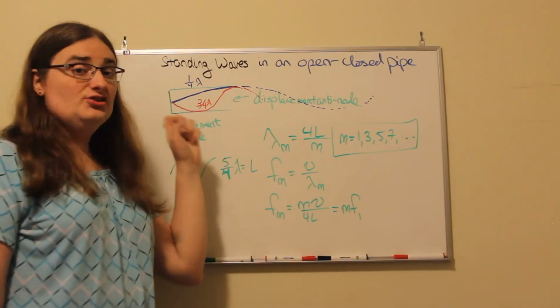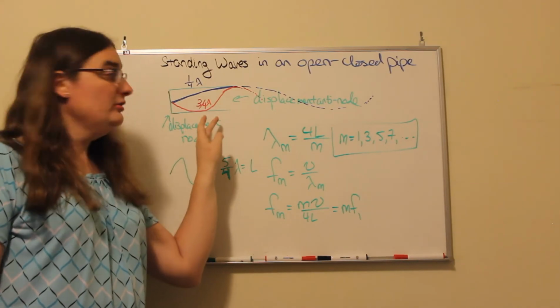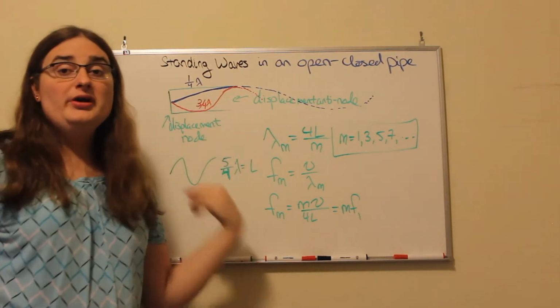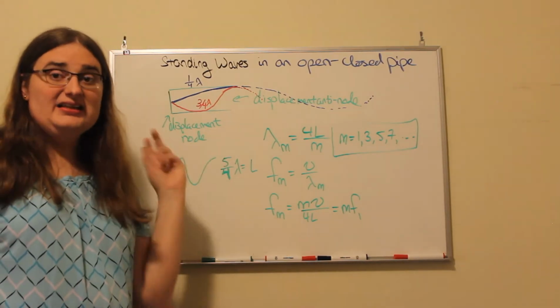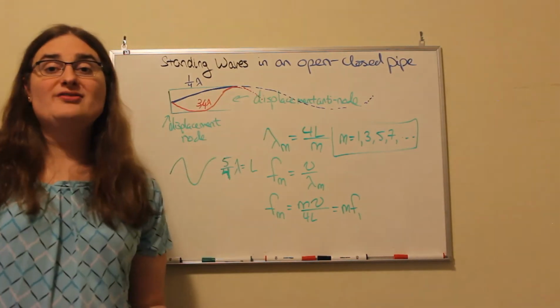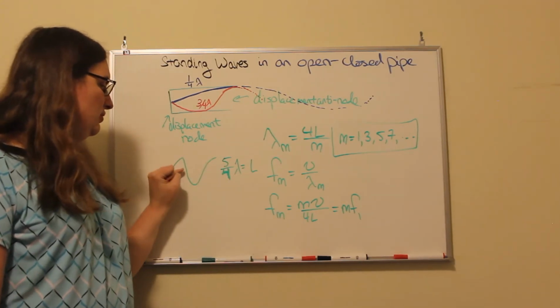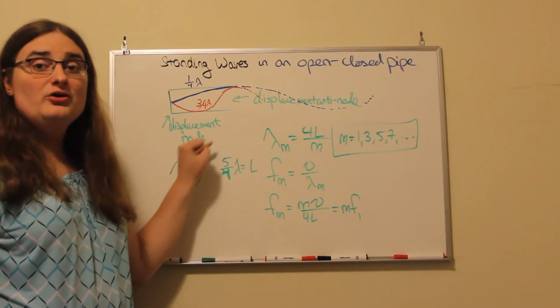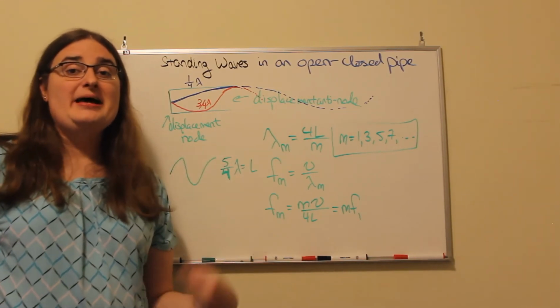Now the next case where we could go is, again, we start at that node, go to an antinode, back to a node, up to another antinode. That gives us 3/4 of the wave inside the pipe, and another 1/4 of the wave would be outside. The next case we get node, antinode, node, antinode, node, antinode. We would have 5/4 of a wave inside that pipe.